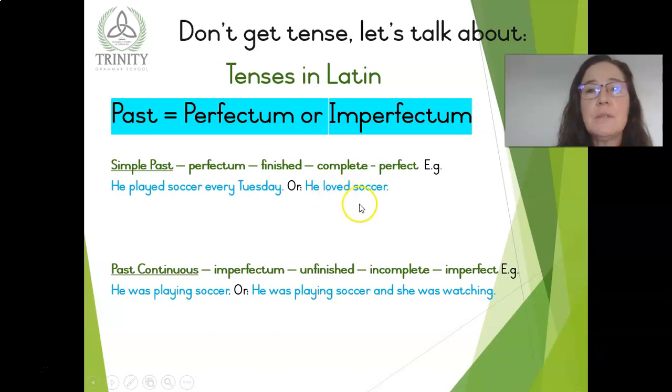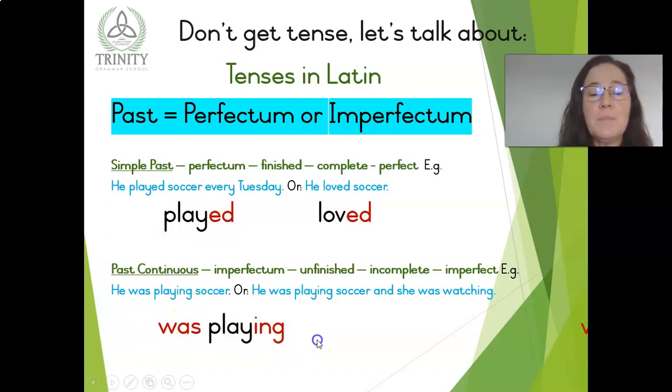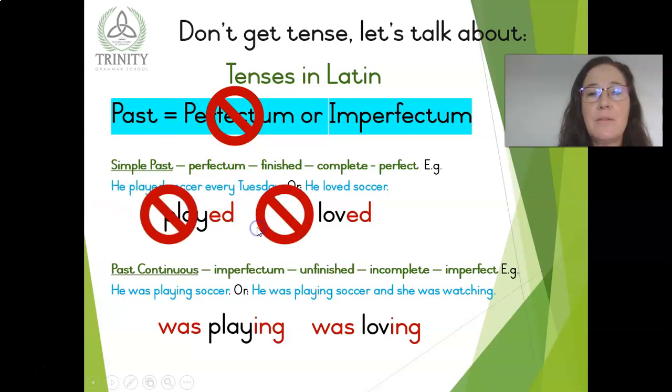So loved, it's completed. There's nothing more to say about that action. He loved soccer. He was playing soccer. Kind of there's something still to come. You kind of get that feeling. He was playing soccer and then something else needs to happen. It's imperfect, it's incomplete. Okay. Played, simple past, loved, the simple past, it's perfect, and was playing or was loving is continuous past.